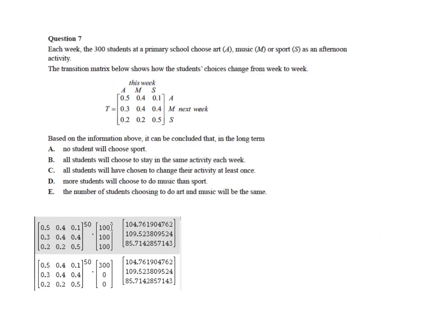Okay, so question 7. Each week, 300 students at a primary school choose art, music or sport for an afternoon activity. The transition matrix below shows how they change from week to week. Now, based on this information, it can be concluded in the long run. So they wanted me to do the long run. So if you think about it, which is the same as steady state, we find the steady state by taking the transition to a high power times S0, or it can be any state as I showed you before.